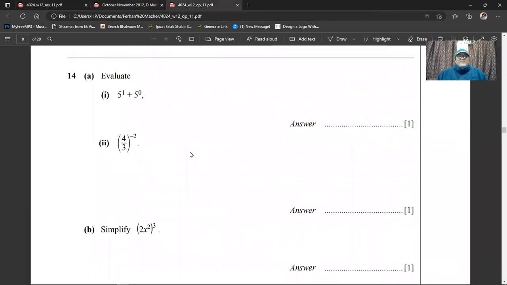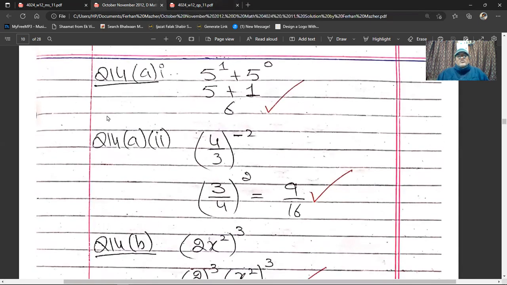Okay. The question number 14A, second part. Here we have a fraction, and it says bracket 4 by 3, bracket close, raised to power minus 3. Because the power is negative, what I will do, I will reciprocate the fraction in that bracket. When that fraction will reciprocate, the power will become positive. So that's the trick how to do this.